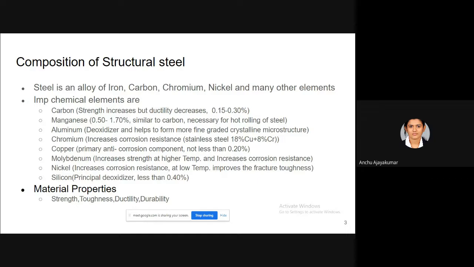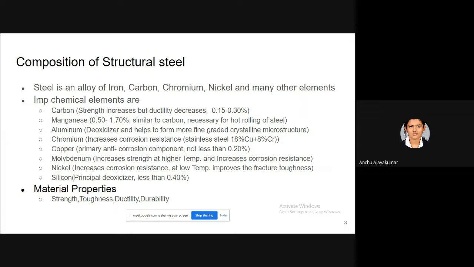As I have already stated, nickel is used in combination with chromium. It's also a corrosion resistant agent, and at lower temperature, it improves the fracture toughness. And the last component is silicon, which is a principal deoxidizer. So you can expect a question on the principal deoxidizer. You may have options like aluminum as well as silica, so you have to go with silicon here. Its percentage should be less than 0.4% for a structural steel member.